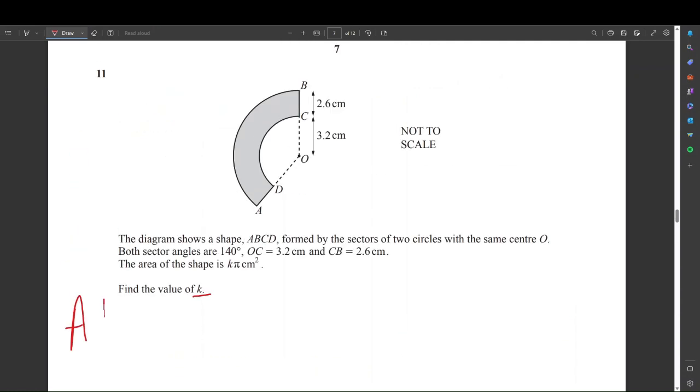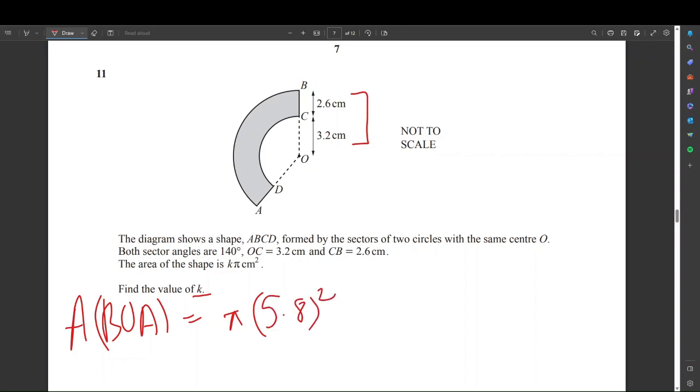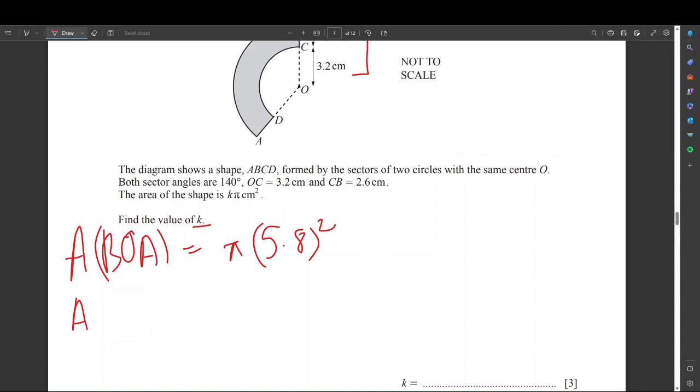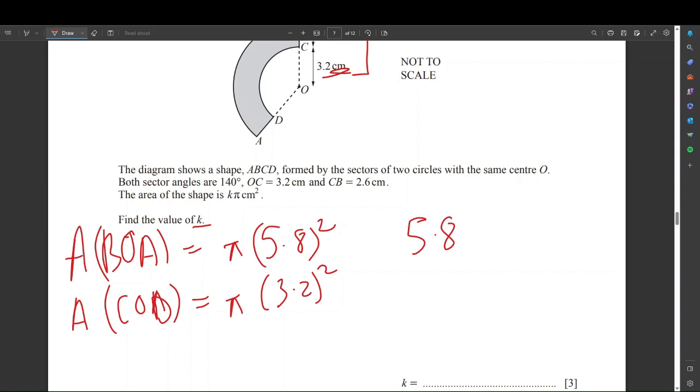So area BOA, like this, is going to be pi into the radius squared. The radius is going to be the sum of this, which is 2.6 plus 3.2, which is 5.8. So 5.8 squared. Now, area COD is going to be pi into this radius, which is 3.2 squared, right? Now, all we need to do is find the difference between them, and to do that, we'll get 5.8 squared pi minus 3.2 squared pi. And the final answer will be (5.8 squared minus 3.2 squared) pi.